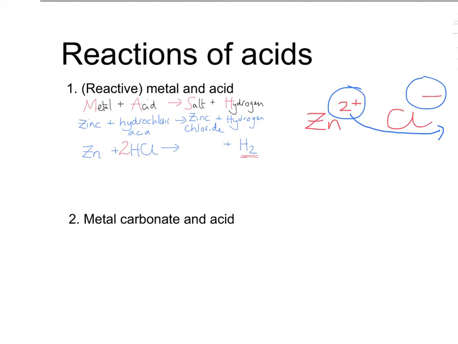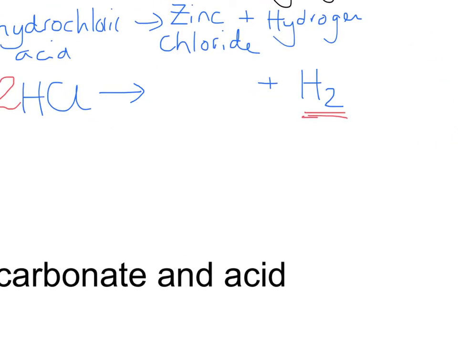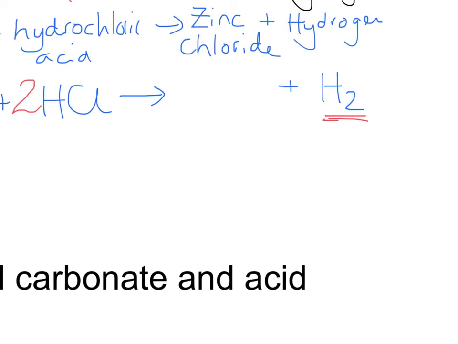So you should be able to see that the formula for zinc chloride becomes ZnCl2. So let's write that in. ZnCl2.